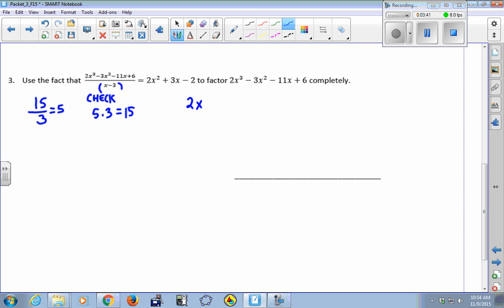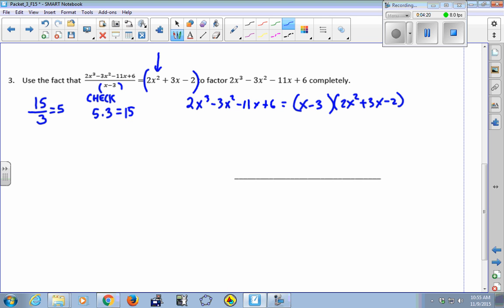When you take 2x cubed minus 3x squared minus 11x plus 6 and you divide it by x minus 3, the answer, notice, has to be a quadratic trinomial. It has to be degree 2 because you're dividing a cubic by degree 1. So this answer has to be 1 less degree. And what that means is if you take this answer, 2x squared plus 3x minus 2, and you multiply it by the quantity you divided by, x minus 3, you have now factored this.